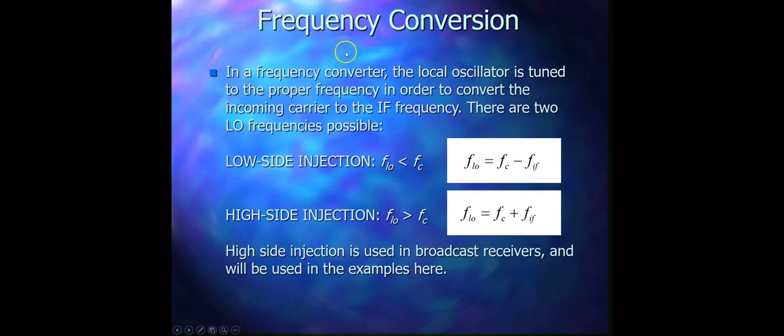Now it says in a frequency converter, the local oscillator is tuned to the proper frequency in order to convert the incoming carrier to the IF frequency. There are two LO frequencies possible. First is FLO equals FC minus FIF, and another one is FLO equals FC plus FIF. This one is called low side injection, and this is called high side injection. High side injection is used in broadcast receivers and will be used in the examples we will see here.